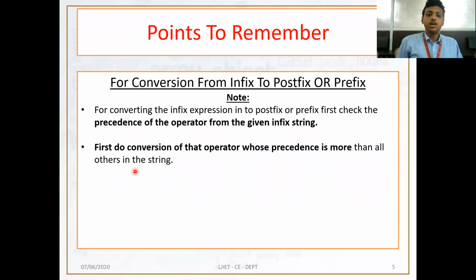Number 1: when converting infix to prefix or infix to postfix, first check the precedence of the operators. From the whole expression, you need to find the highest precedence, the operator whose precedence is higher than all others in the string. I'm giving you an example. If you have 2 plus 3 multiplied by 6, what will be executed first? 3 multiplied by 6.